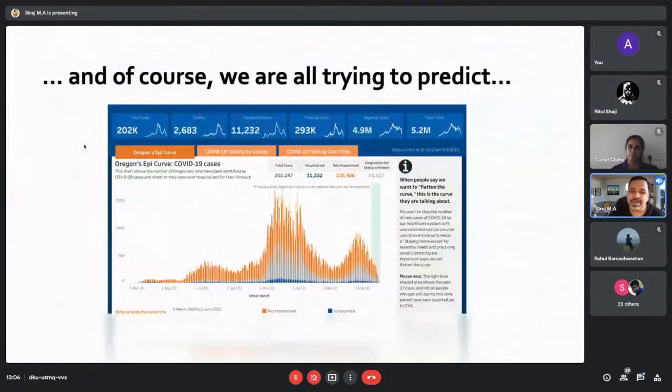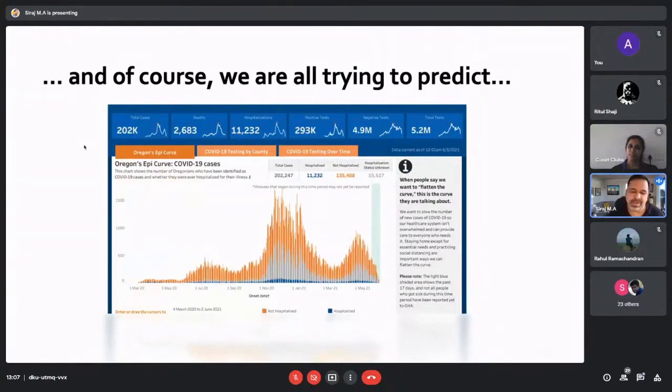And of course, we are all trying to predict this thing right now. As I spoke to Maya at the start of the session, COVID cases in the UK have been much more contained. This is a dashboard that's used in the US, in Oregon. But there are various versions.